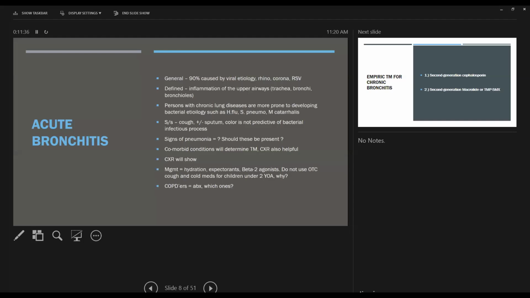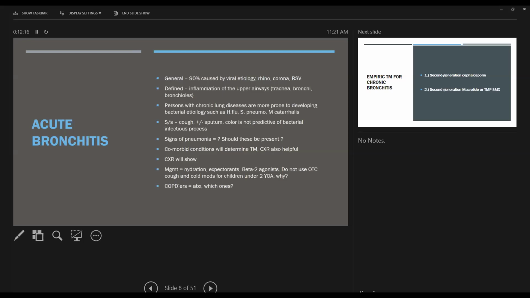In general, 90% are caused by a viral etiology such as rhinovirus, coronavirus, or RSV. Could also be influenza, defined as inflammation of the upper airway. So the trachea, the bronchi, and the bronchioles. People with chronic disease may be more prone to developing a secondary bacterial etiology, such as Haemophilus influenzae, Strep pneumo, and Moraxella catarrhalis. The primary pathogen for all secondary infections, as well as primary infections of pneumonia, is Streptococcus pneumoniae.